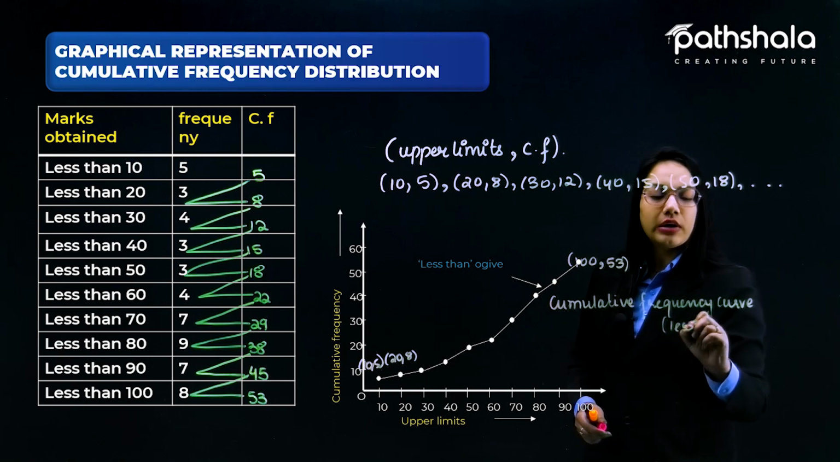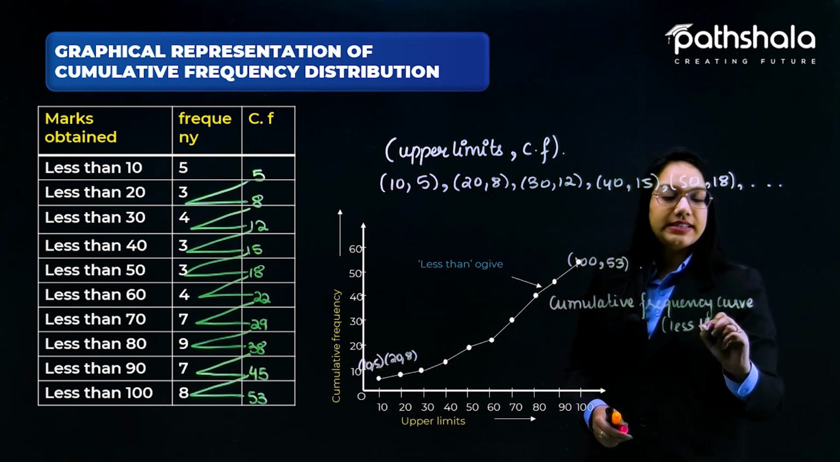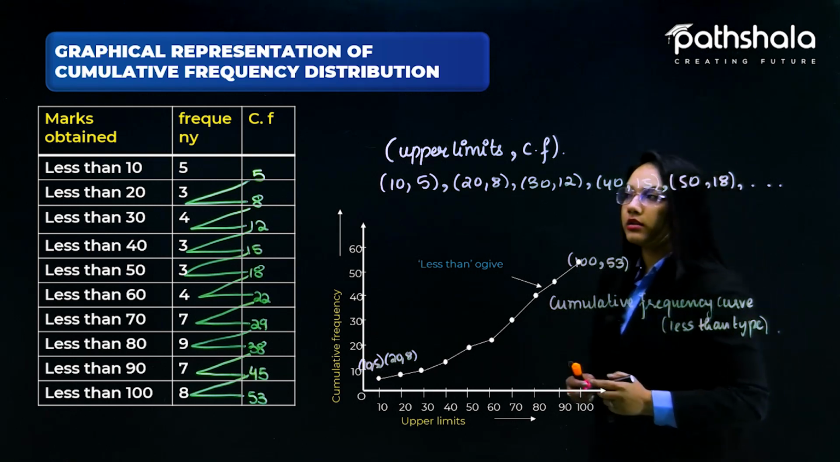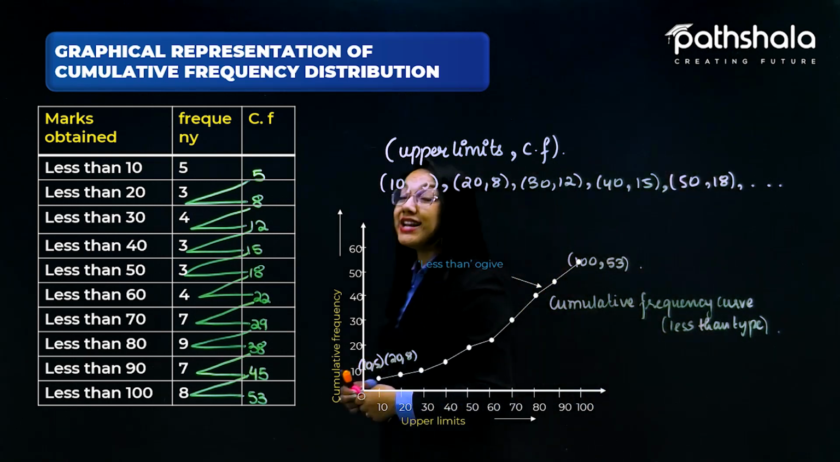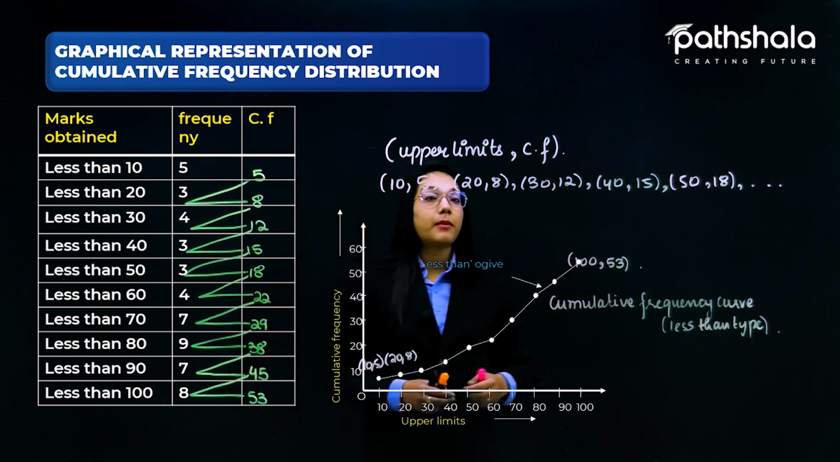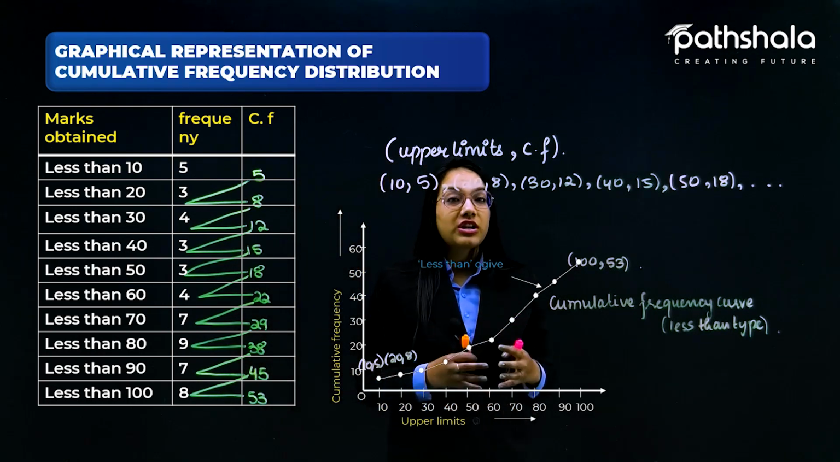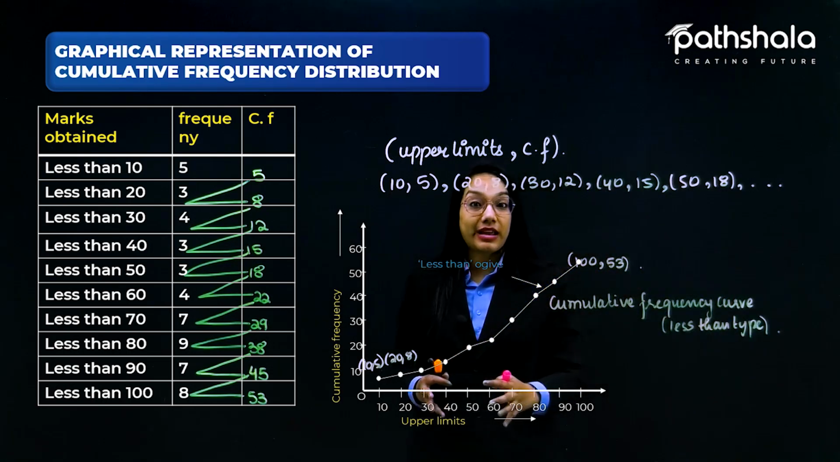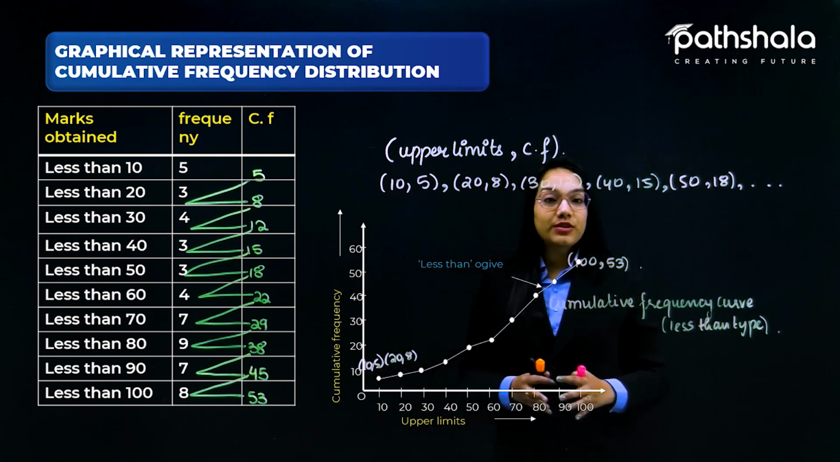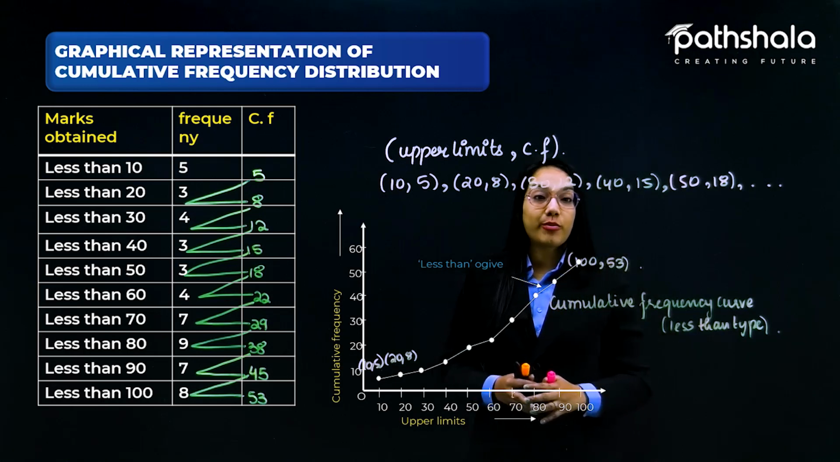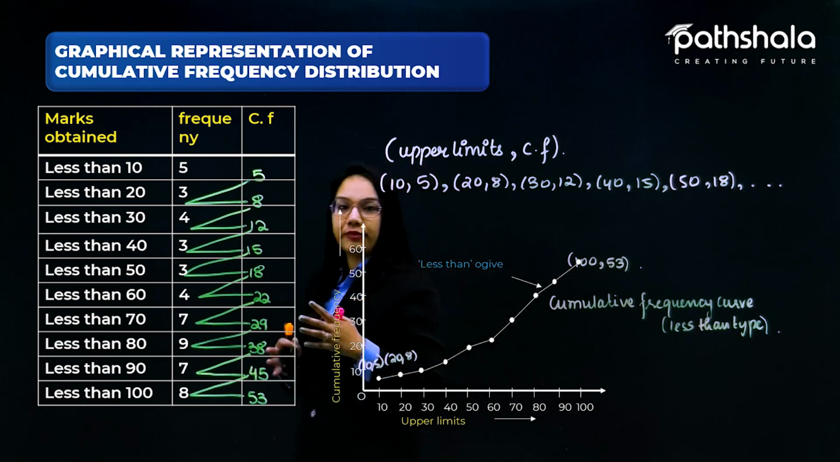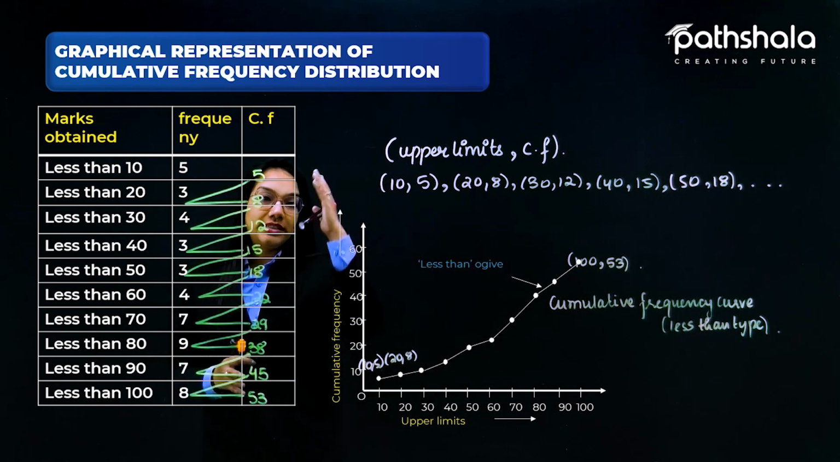It is actually of the less than type, because as you can see here, the marks obtained given to us are of the form less than type. So always remember that whenever we have to represent the cumulative frequency distribution of less than type, we have to take the coordinates in the form of upper limits, cumulative frequency, and the cumulative frequency we have to find in such a manner.